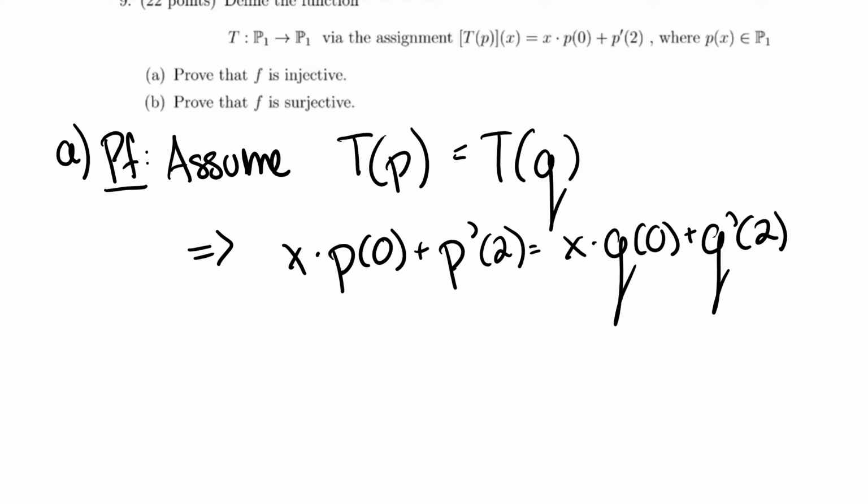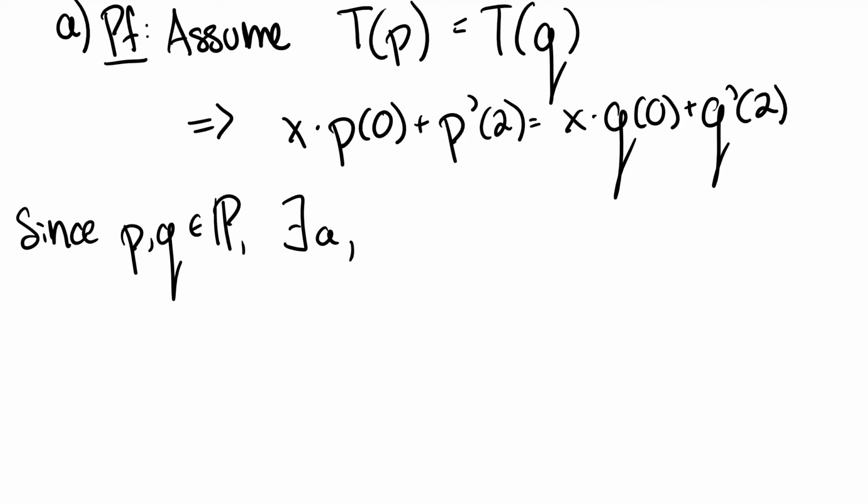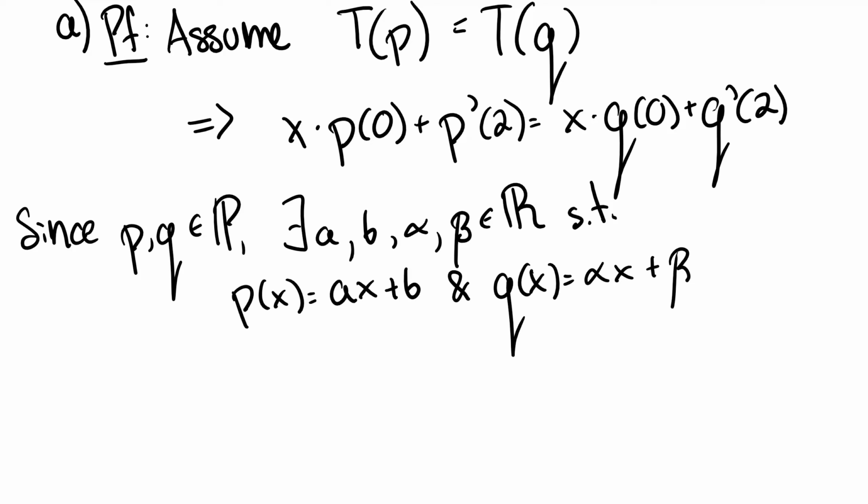Okay, well, what the heck does that mean? I'm glad that you asked. So what we can do is, since P and Q are both in P1, there exists, what do we need? We only need A and B. A, B, alpha, beta, maybe, in the reals, such that P of x equals Ax plus B, and Q of x equals alpha x plus beta.